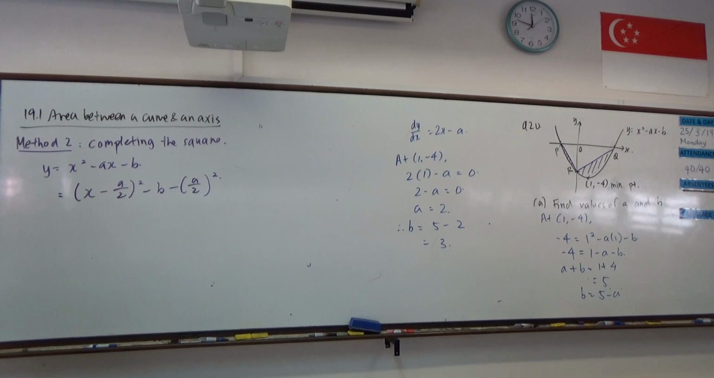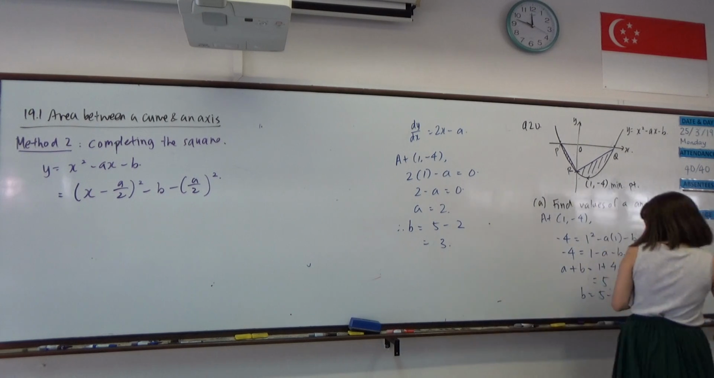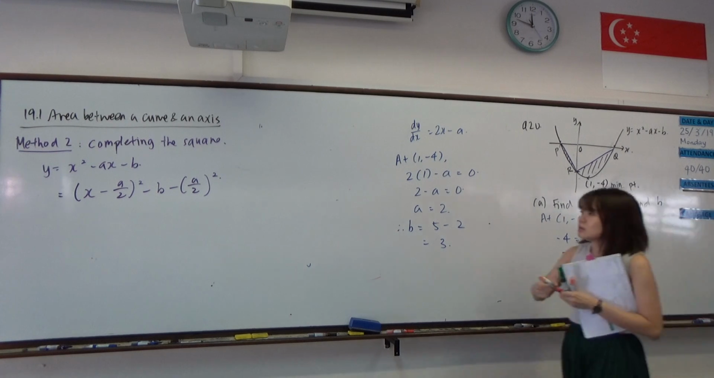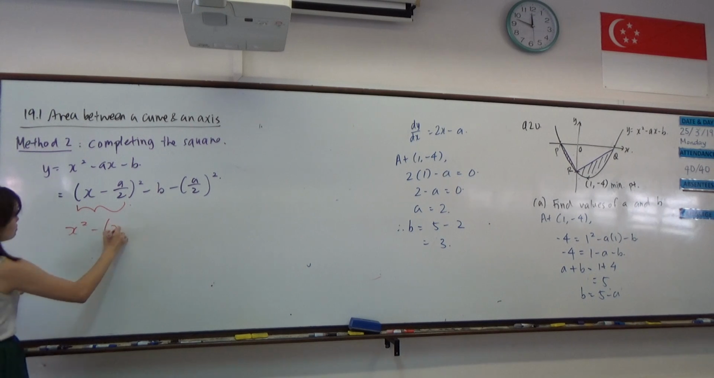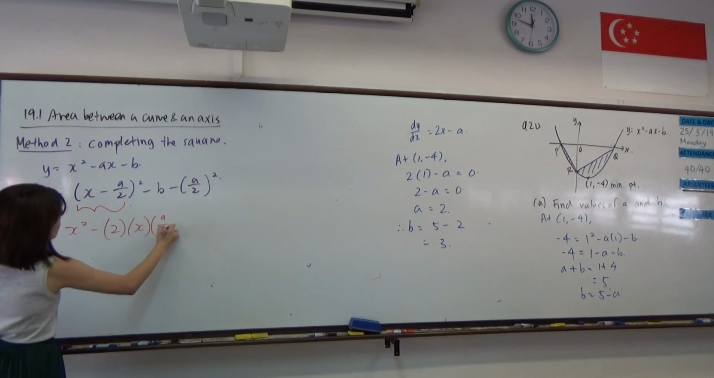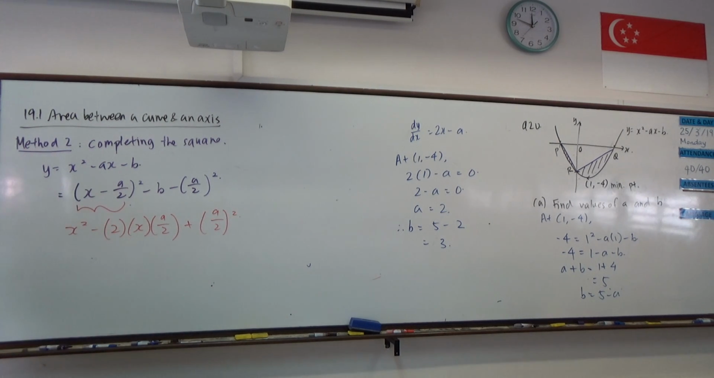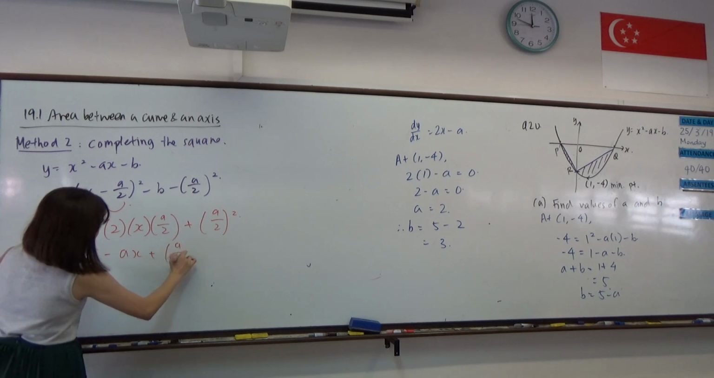Do I need to explain why completing the square works this way? Yes? Okay, let me just unpack this again. Because this one actually comes out to be x squared minus 2ab, right? Then plus a over 2 squared, correct? So this actually simplifies to become x squared minus ax plus a over 2 squared.